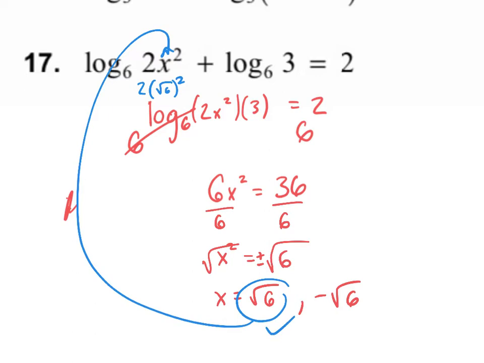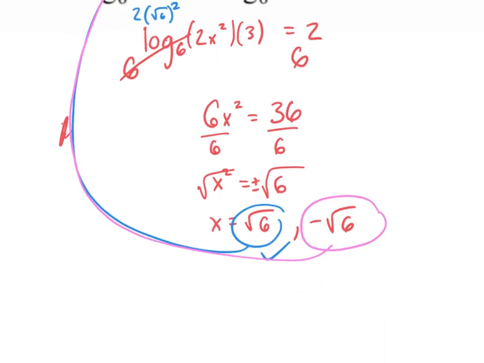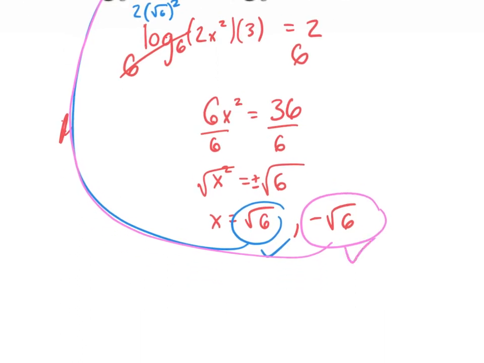Now we can take negative square root 6 and plug it in. So we have 2 times negative square root 6 squared. Is this going to give us a positive number? Yep, because we're just squaring the negative, so it's going to be positive. So they both work. So our answer is positive square root 6 and negative square root 6.